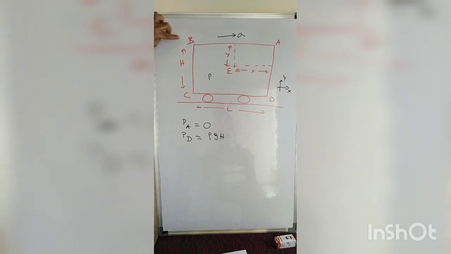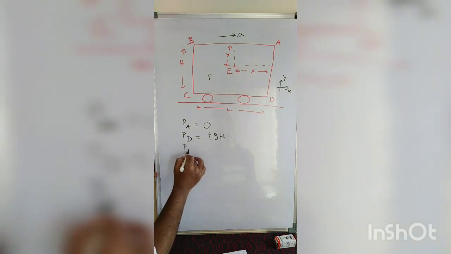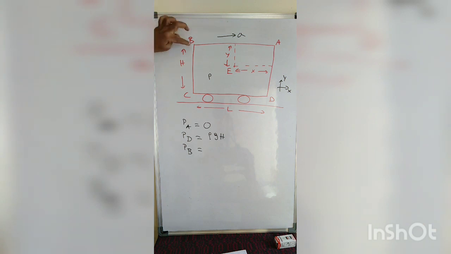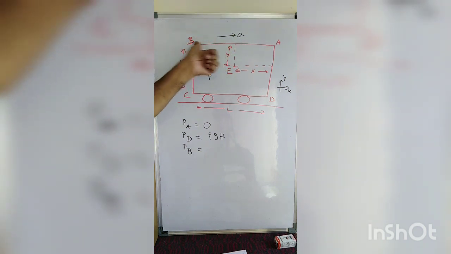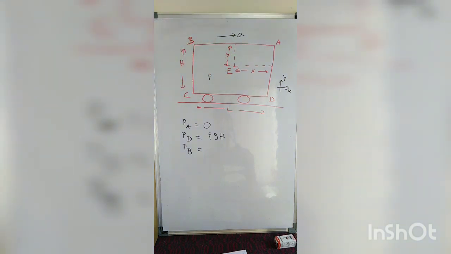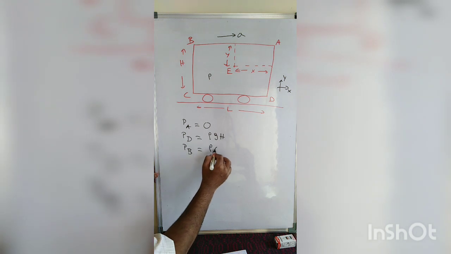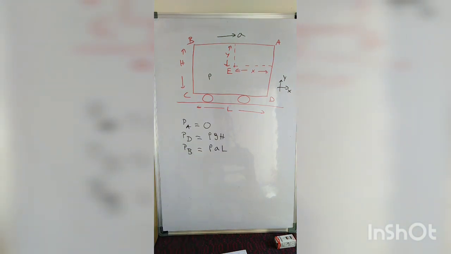Now let us look at B. What is the pressure at B? At B, who is acting here? As it is acting in the horizontal direction, only the pressure due to the pseudo force is acting here. So you can write it as rho AL. That is the pressure at B.